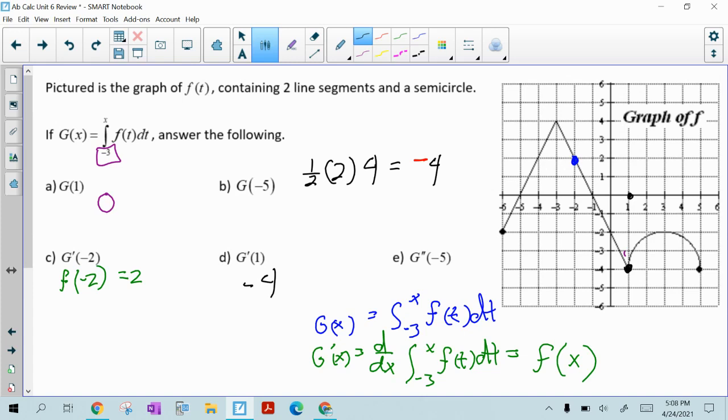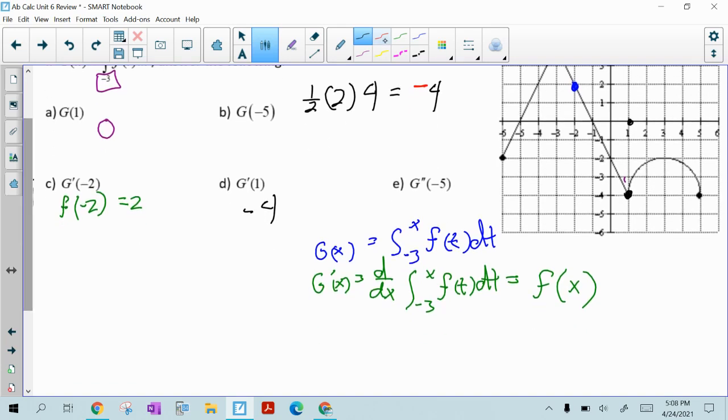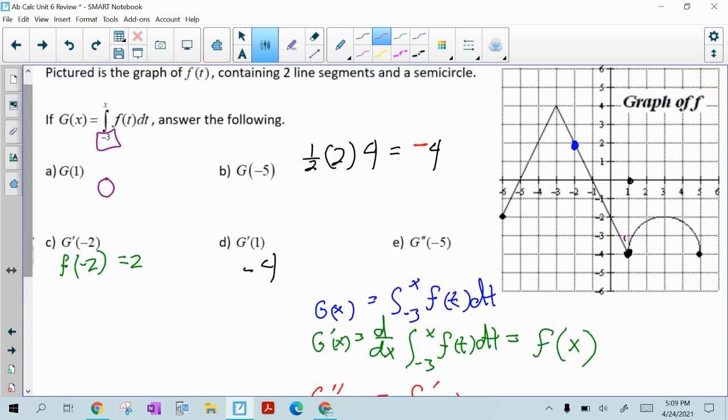And then finally, g double prime. Well, hopefully people don't have that much of an issue when I say, if I'm looking for g double prime of x, all I need to do is take the derivative of f of x. So I'm looking at f prime of x, and f prime of x at -5 is basically saying, what's my slope there? Well, my slope there is going to be 2. Okay, still rolling. Here we go again.